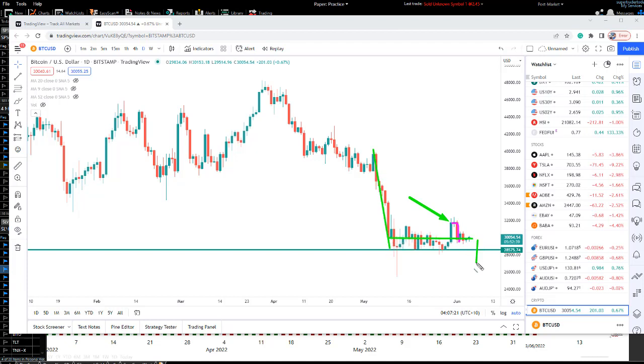We could be getting ready for this here. And if we do get something like that, traders, guess what? Now we're getting ready for something like this to happen, okay? So we need to be alert about what's happening with the good old Bitcoin when it goes through there.